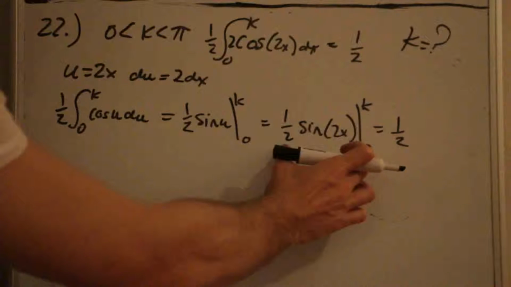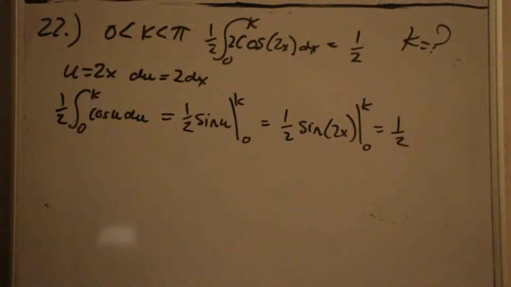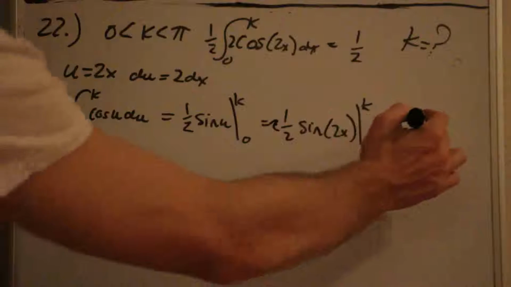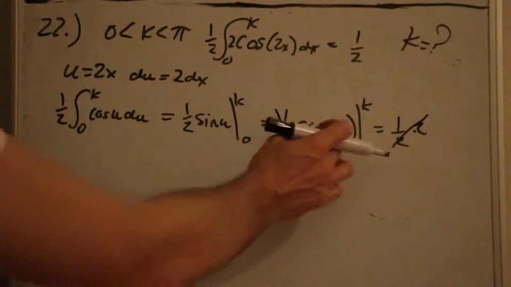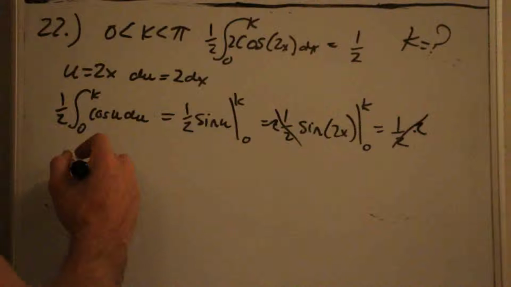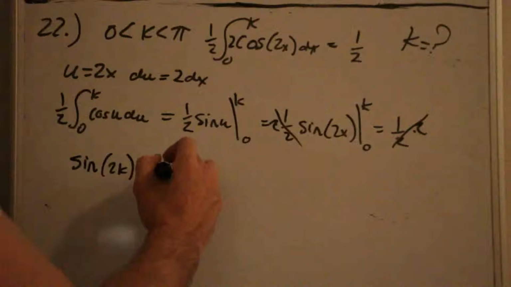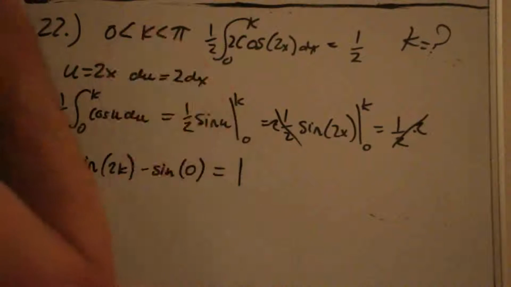So the result of taking that integral is this, from 0 to k, and that has to equal 1/2. Well, I can make my life easier by just multiplying by 2 on both sides, and that wipes that out. And then I'm just evaluating sine of 2x from 0 to k, so I get sine of 2k minus sine of 2 times 0, which is just 0, equals 1.